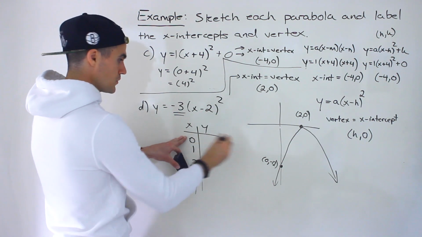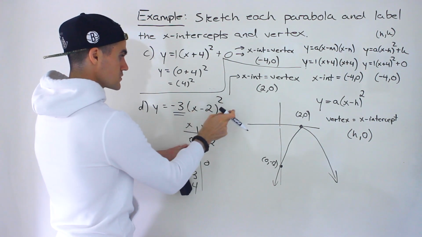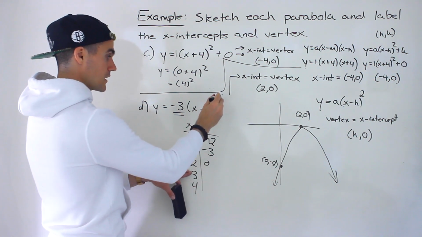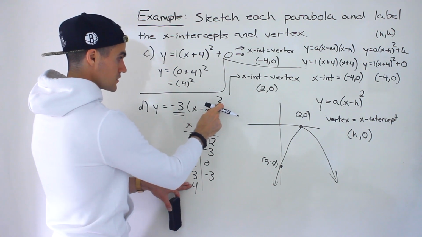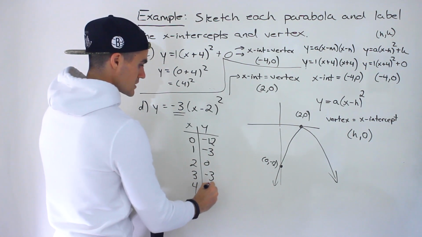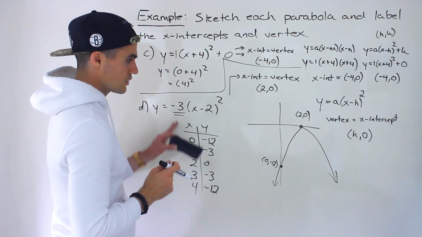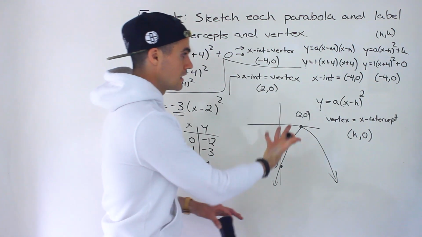So if we plug in 0, we know we're going to get -12. We plug in 1, 1 minus 2 is -1 to the power 2 is +1 times -3 would give us -3. 3 minus 2, 1 to the power 2, 1 times -3. Then 4 minus 2 is 2 to the power 2, 4 times -3 gives us -12. So you'd get something nice and symmetrical, right? So you can also do a more detailed table of values and then plot all these points and then plot the graph.